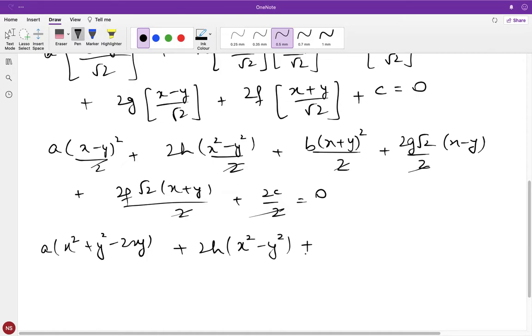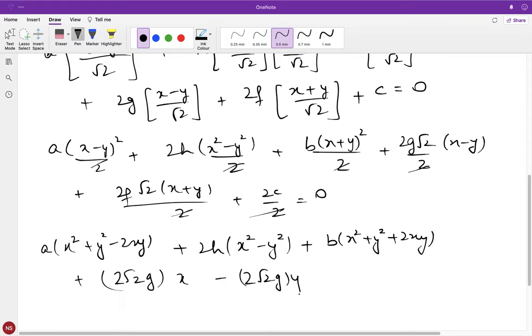Nothing here. x square plus y square plus 2xy. What about this? 2 root 2 g x minus 2 root 2 g y plus 2 root 2 f x plus 2 root 2 f y plus 2c is equal to 0.